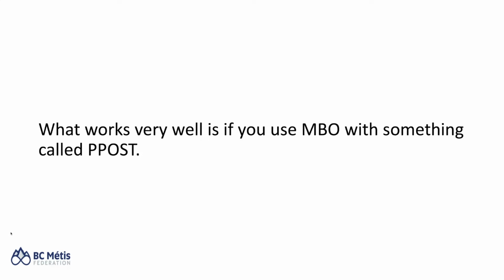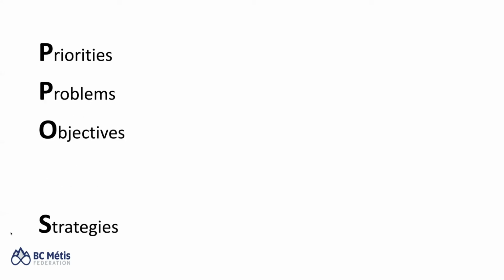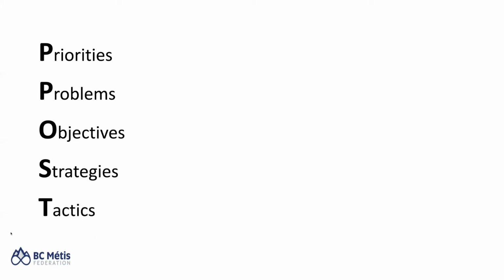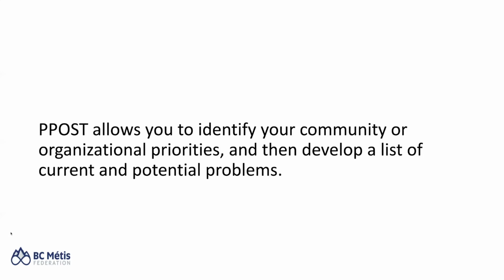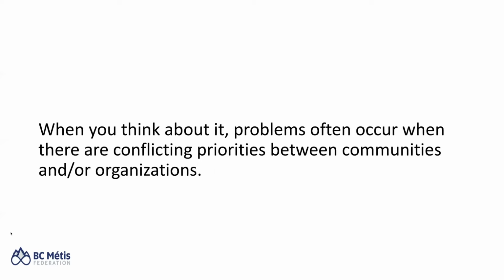What works very well is if you use MBO with something called PPOST. PPOST simply stands for Priorities, Problems, Objectives, Strategies, and Tactics. Note the last three are Management by Objectives. PPOST allows you to identify your community or organizational priorities and then develop a list of current and potential problems. When you think about it, problems often occur when there are conflicting priorities between communities and/or organizations.